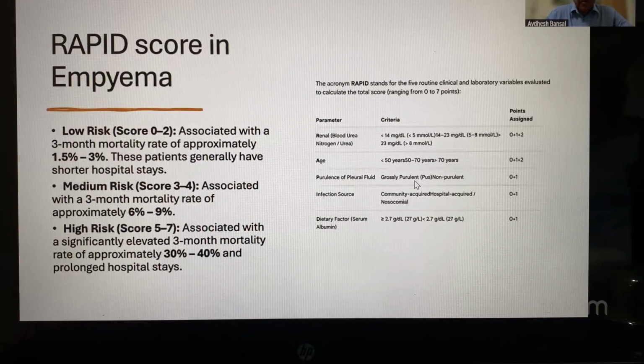So how do you classify what patient has got maximum risk? If you see this RAPID score, which is made up of 5 parameters: the renal parameter, age, virulence of the pleural fluid, source of infection, which is community acquired or nosocomial, hospital acquired, and the dietary factor in terms of serum albumin. So patients who have the highest score, which is 5 to 7, actually have significant 3-month mortality. It can be almost 30 to 40%. So this score in the beginning can help you decide whether this patient is low risk or high risk.